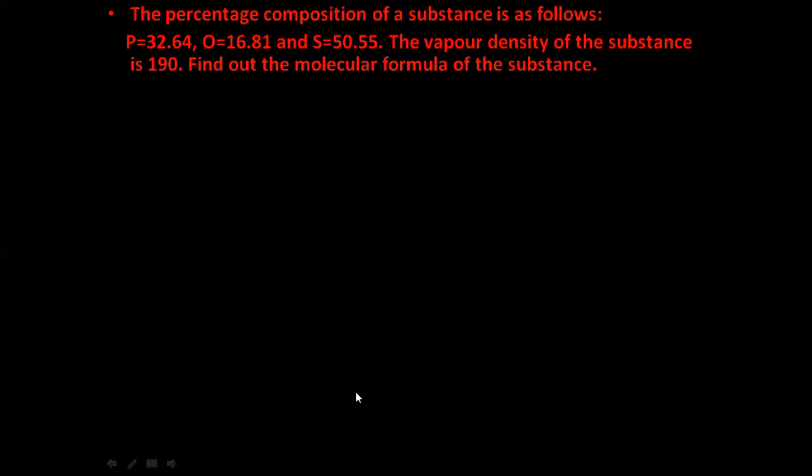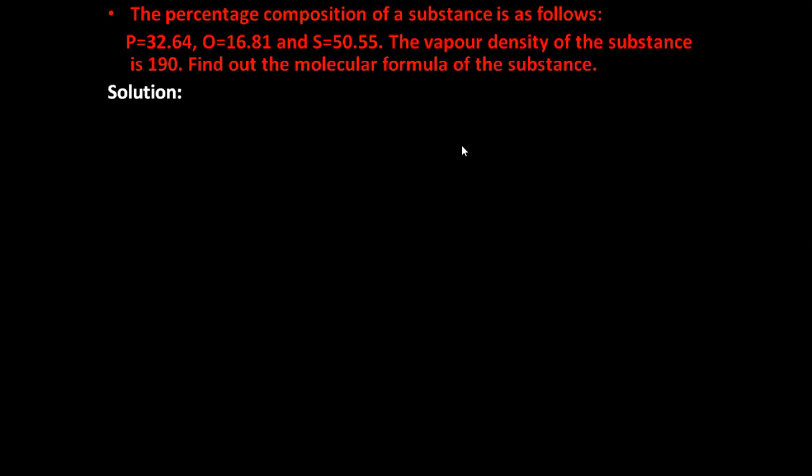The percentage composition of a substance is as follows. So they have given us the percentage composition again. They have given phosphorus, oxygen, and sulfur. What they have given us is the vapor density of the substance is 190. Find out the molecular formula of the substance. So how should we proceed?